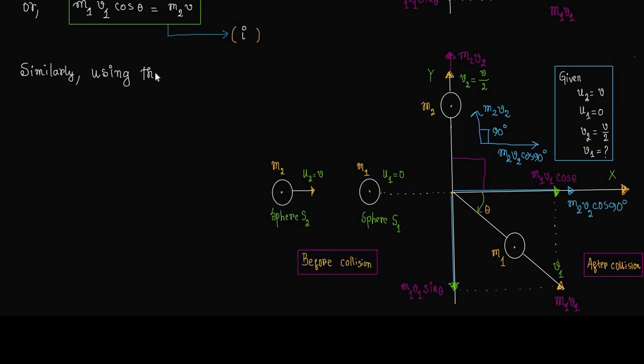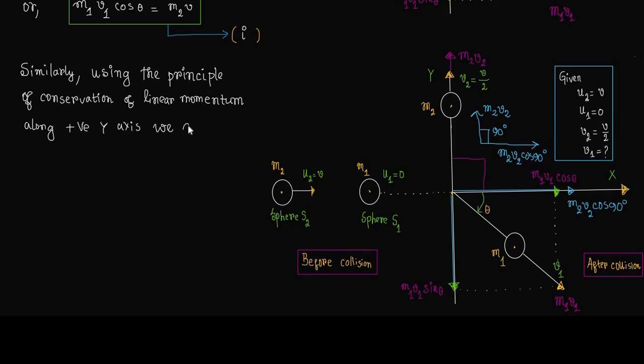Similarly, using the same principle, that is the principle of conservation of linear momentum along y-axis, along positive y-axis, we get m2 u2 cos 90 degree plus m1 u1 cos 90 degree, which is equal to m2 v2 minus m1 v1 sin theta.